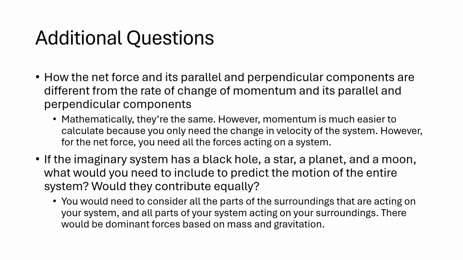And then for the second question, if the imaginary system had a black hole, a star, a planet, and a moon, what would you need to include to predict the motion of the entire system? And would they be contributing equally? And I said that you need to consider all the parts of the surroundings that are acting on your system and all the parts in the system acting on the surroundings, and that there would be dominant forces based on the mass and gravitation. So you could assume that the black hole, because black holes are so massive, would probably have some of the most impactful gravitational forces.